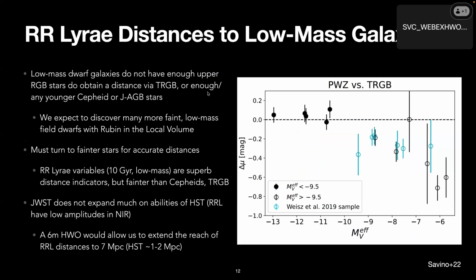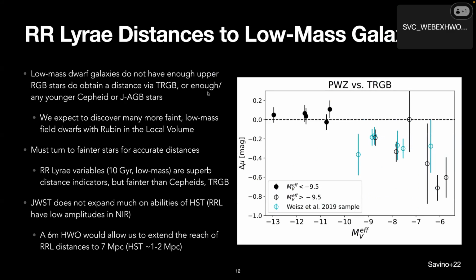And lastly, as a little bit of an aside, so Cepheid, TRGB, et cetera, these are great for massive galaxies, but what if your galaxy doesn't have enough of those stars? So with things like Rubin, we're going to find a ton of low mass dwarf galaxies in the local volume. And if you want their distances, if you wanted to study them in detail, you can't use these methods.